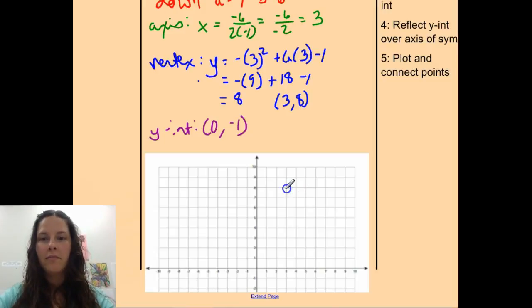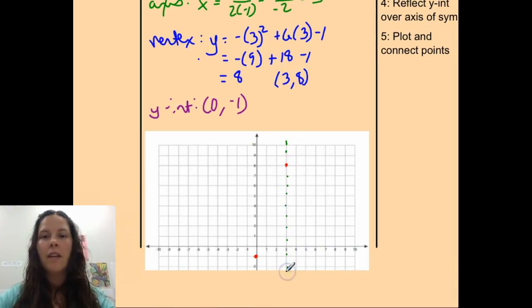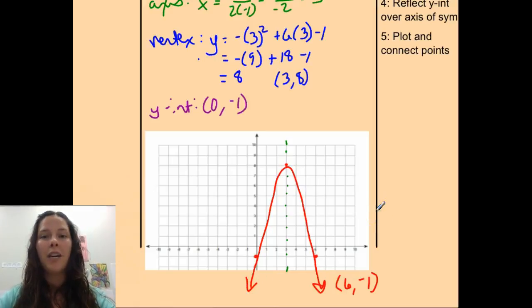3, 8 is our vertex. 0, negative 1 is our y-intercept, and then we'll sketch in that axis of symmetry, and we'll flip our y-intercept across that axis of symmetry. So again, our y-intercept is 3 away from the axis of symmetry, so we go 3 away on the other side to get an additional point of 6, negative 1. Then we can connect our 3 points, remembering to make a nice curve at our vertex, and arrows because the parabola will continue beyond just what we have graphed.